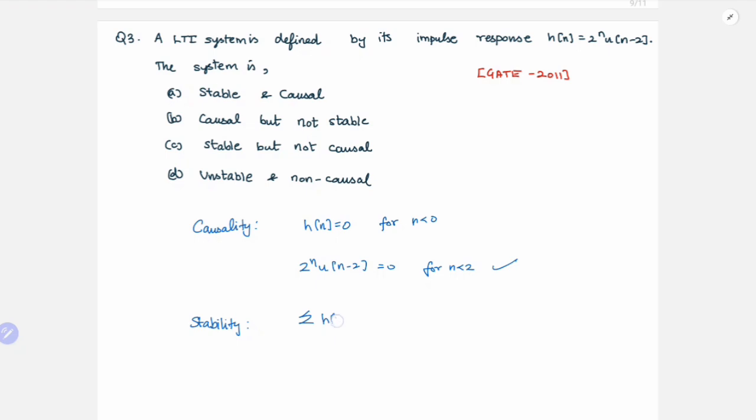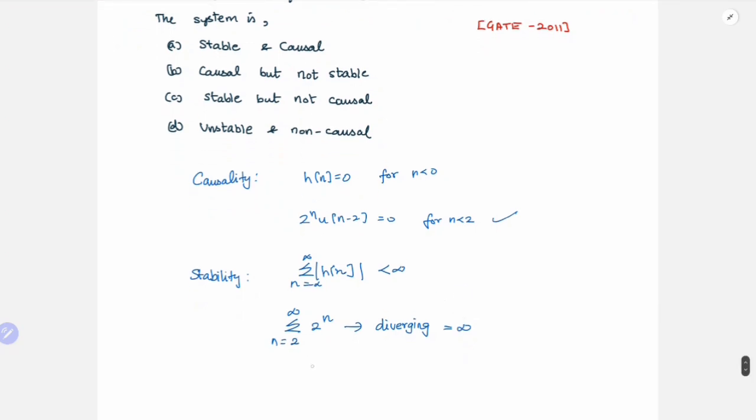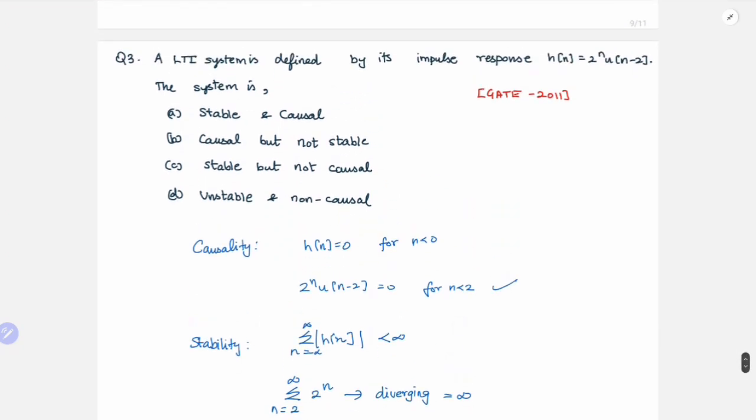Your summation of mod h of n from n equal to minus infinity to infinity should be less than infinity. Is it true here? If you sum it up, it will be n equal to 2 to infinity of 2 power n. So this is clearly diverging, and it's equal to infinity because it is growing bigger and bigger. So the system is not stable. So the system is causal but not stable. Option B is the right answer.